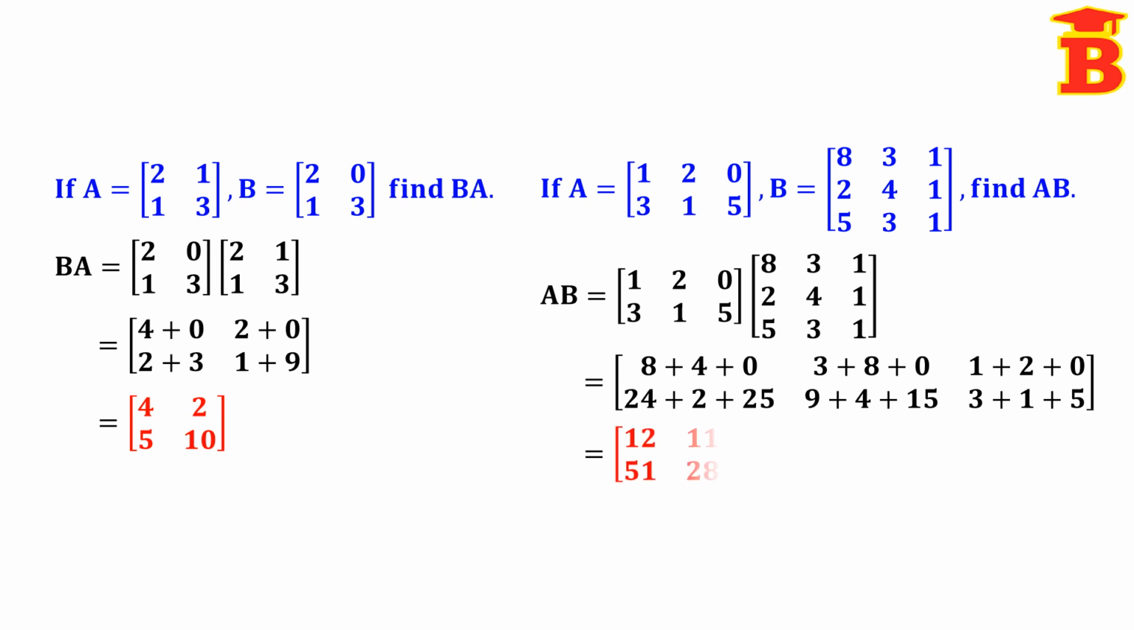Now just add and write the final answer. So this is equal to 8 plus 4 is 12, 3 plus 8 is 11, 1 plus 2 is 3, 24 plus 2 is 26 plus 25 is 51, 9 plus 4 is 13 plus 15 is 28, 3 plus 1 is 4 plus 5 is 9. So the final answer is 12 11 3 51 28 9.